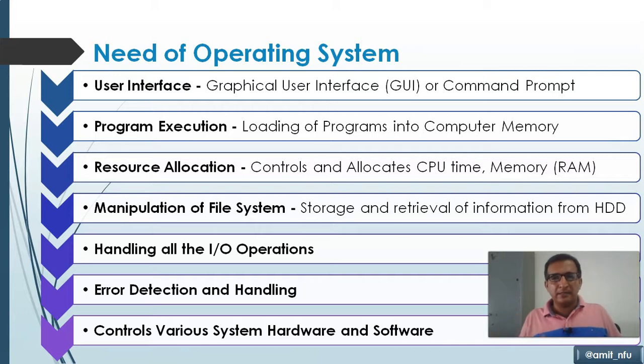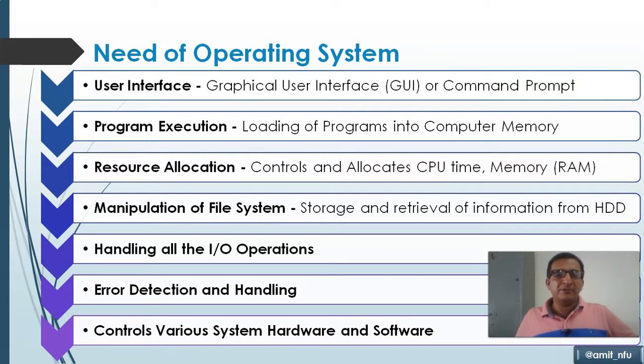How does it start? It is somewhere stored in the hard disk, but from the hard disk it gets loaded into the RAM and it gets executed. Now, this is also done by the operating system. Resource allocation: CPU time and memory are the two important resources of a computer, and at which time and to which device they are to be allocated, this is also decided by the operating system.